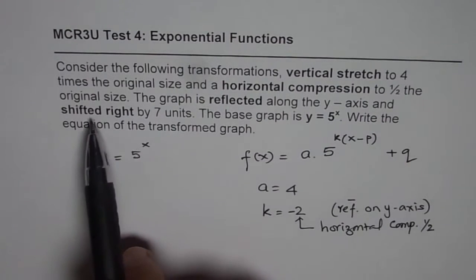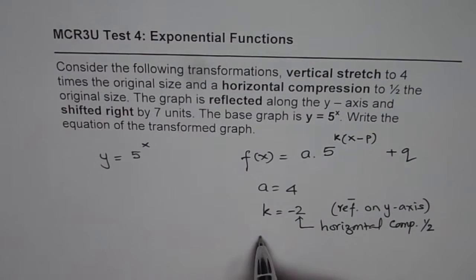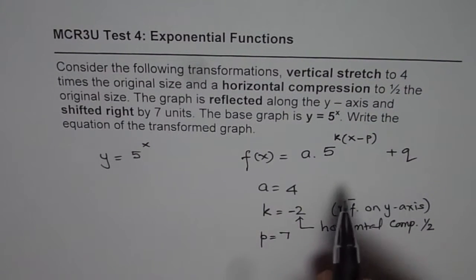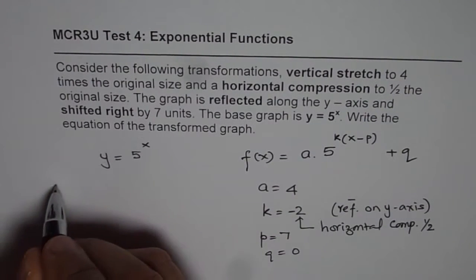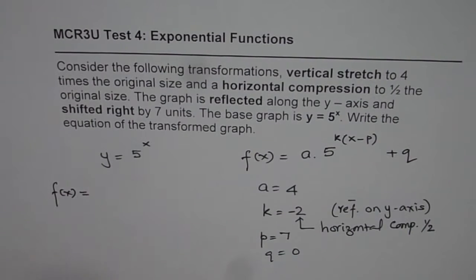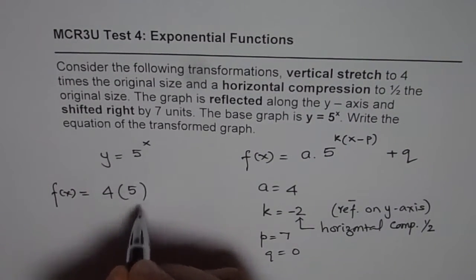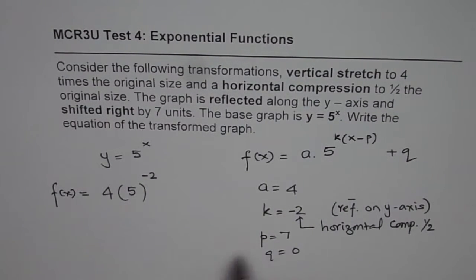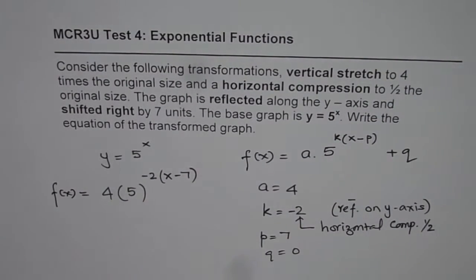7 units, shifted right. So it is a horizontal shift right, so the value for p is 7. Knowing all this, we can now write down our function, and of course q should be 0. So we get f of x equals a, which is 4, times 5 to the power of k, which is negative 2, times x minus p, which is 7. So that becomes the transformed function.